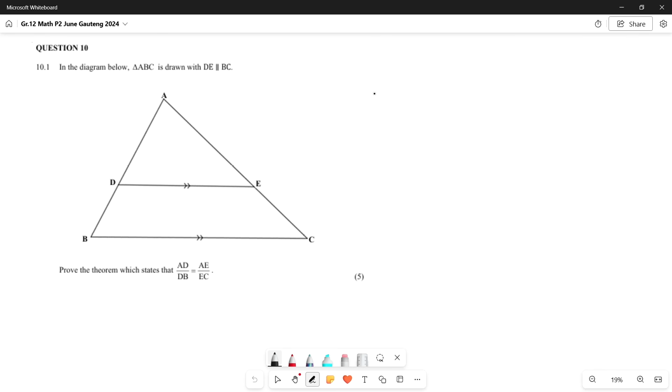Okay, so what we have to do is start with a construction. So we're going to draw a line all the way up from E until it comes into contact with AD over here, and it is perpendicular. So we're going to call this line H1 because it is our perpendicular height 1 over there.